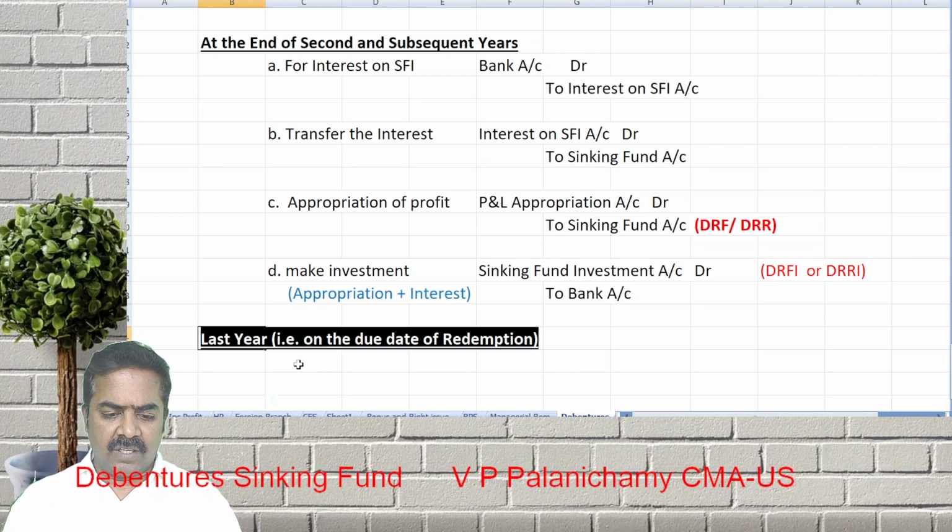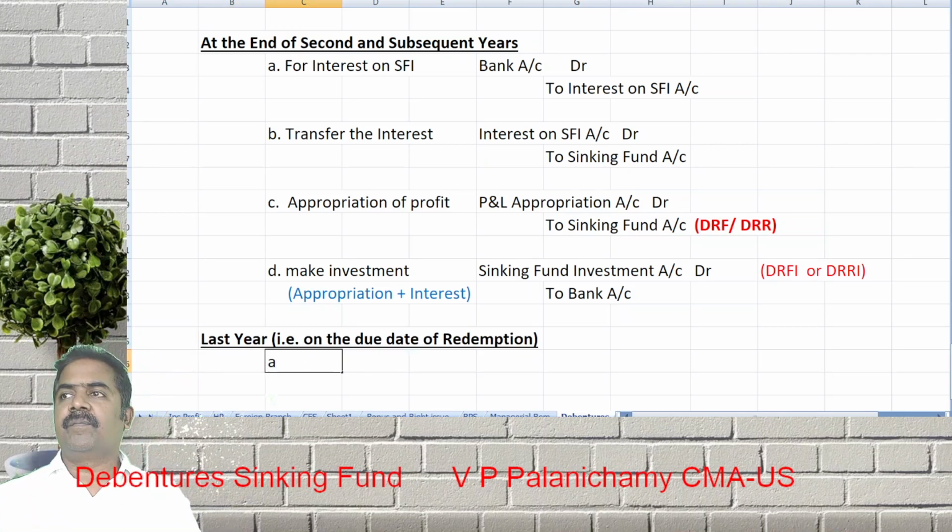In the last year, what we will do is receive interest. Why? How? Investment exists till the end of the last year, so we will receive interest on it, because we made investment till the 4th year. In the 5th year also you will receive which one? Interest. A will be the same.